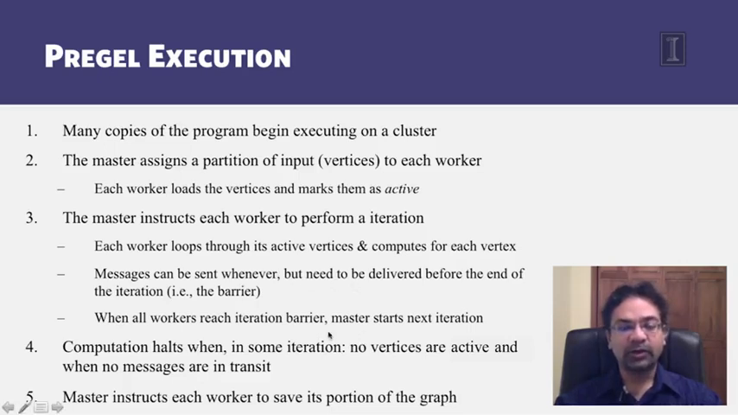When all the workers reach the barrier at the end of the iteration, the master is informed about this, and it knows that all the workers have finished this particular iteration. The master can then move on to the next iteration, and it repeats these three steps again for all the workers.